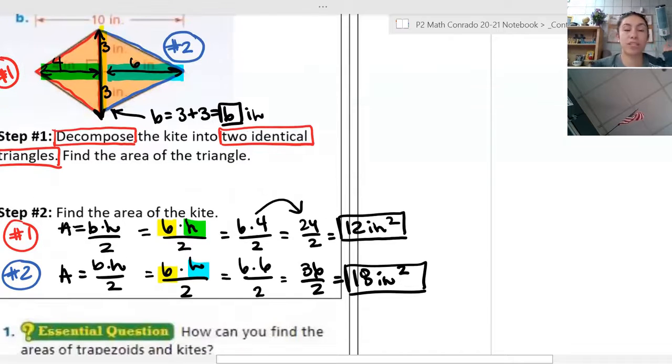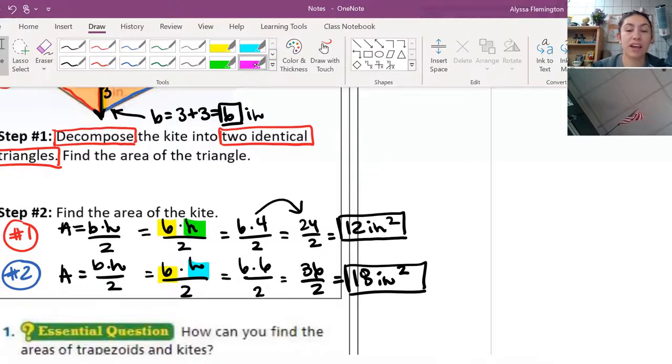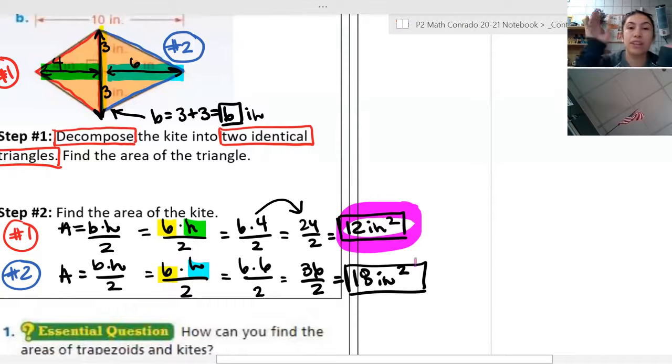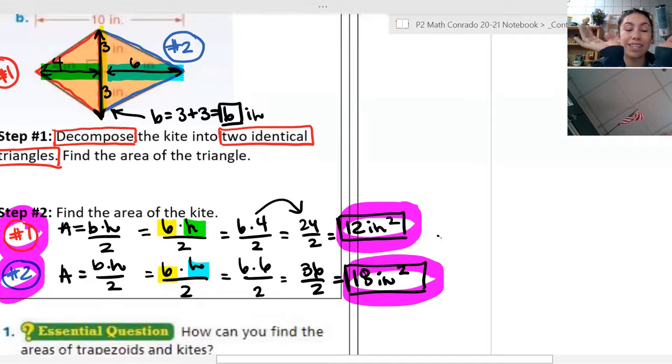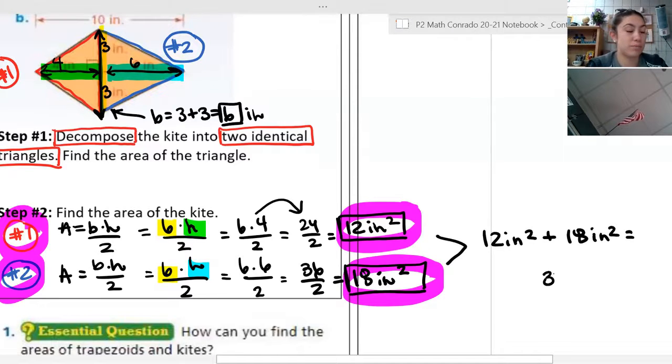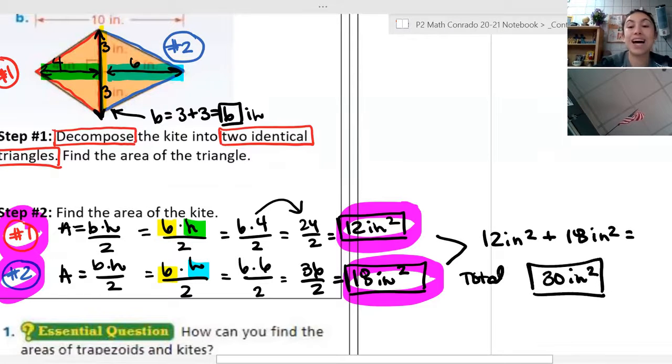So we took one piece of the kite, which is the first triangle in red, and that area is 12 inches squared. Then we took the next triangle in that kite, which is in blue. That area is 18 inches squared. To find the area of the whole kite, we need to add them together. And 12 inches squared plus 18 inches squared is 30 inches squared. That is the area of the entire kite in total.